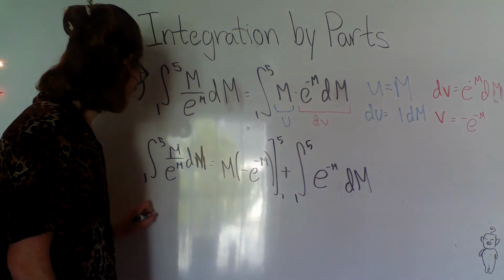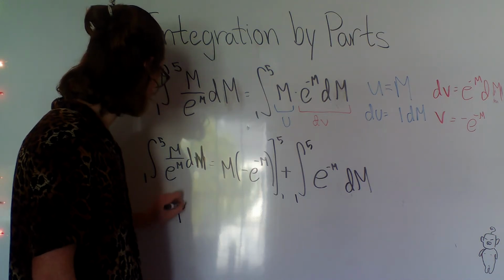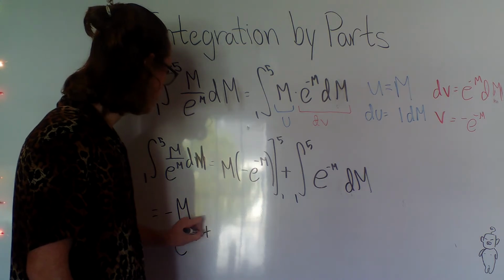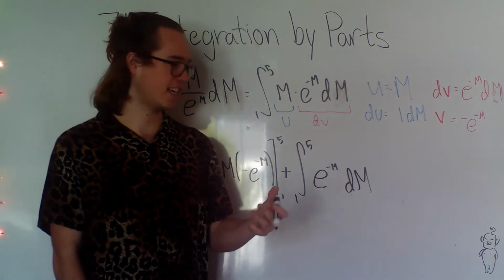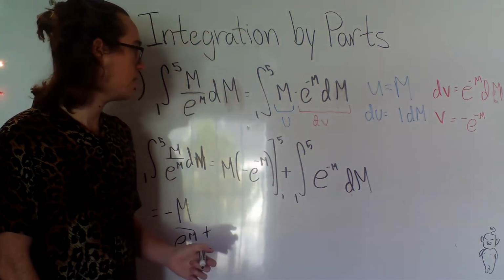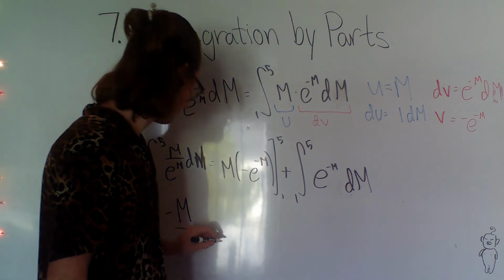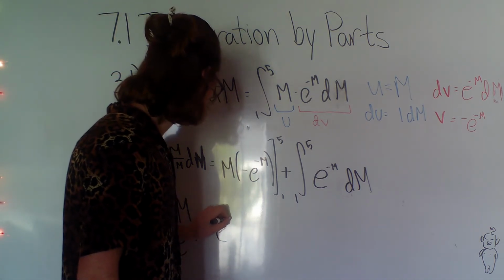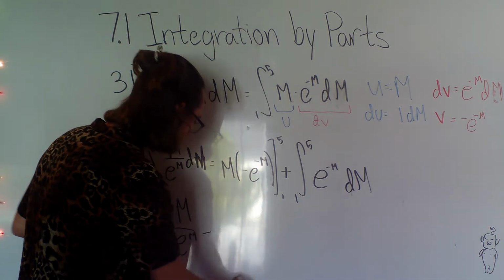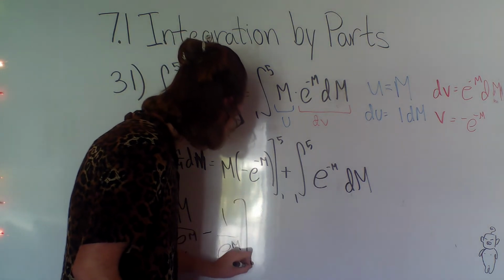And then we can say, well, this is just equal to negative m over e to the m plus, well, what is the integral of e to the negative m dm? We know it. It's negative e to the negative m. So then that's just minus e to the negative m, which is also equal to 1 over e to the m. And this is from 1 to 5.